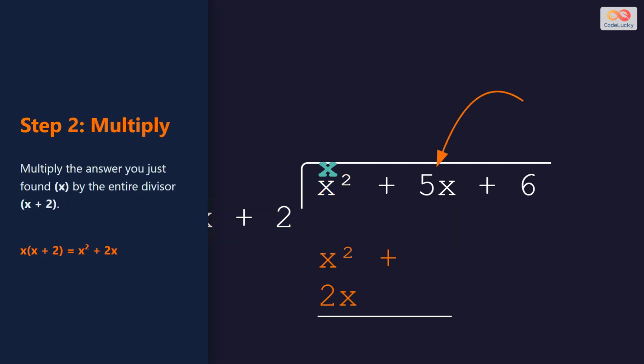Step 2 is to multiply. We take that x we just found and multiply it by the entire divisor on the outside. So, x times x plus 2 gives us x squared plus 2x. We write this result directly underneath the matching terms.